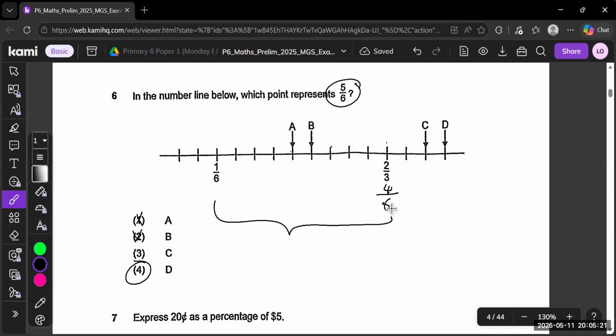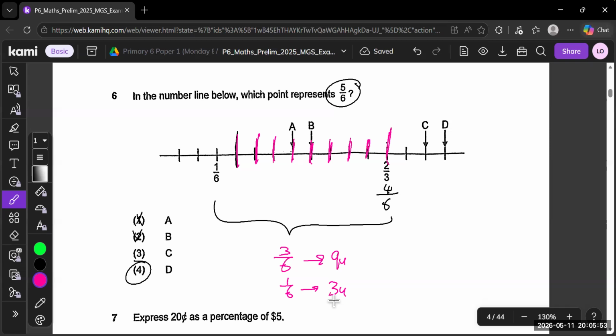Every time you see a number line, you should be counting the units. 1, 2, 3, 4, 5, 6, 7, 8, 9. So what's the difference? 4 over 6 minus 1 over 6 is 3 over 6, and that is 9 units. So 3 over 6 is 9 lines, 9 units. So 1 over 6 will be 9 divided by 3. You get 3. Let's call them units, okay?